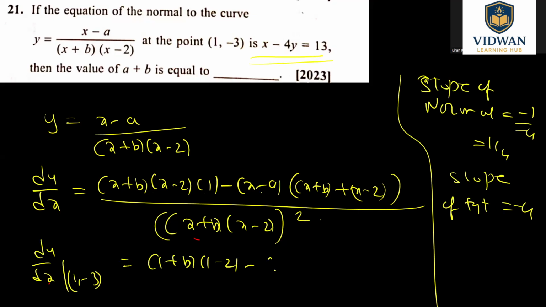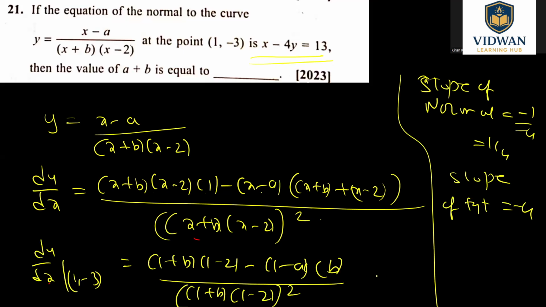Minus 1 minus a into, when you put x as 1, here you'll have 1 plus b plus 1 minus 2. So it will be just b only, by 1 plus b into 1 minus 2 whole square. So this value should be equal to minus 4. You'll get some equation here. And where from you'll get one more equation to find a and b?